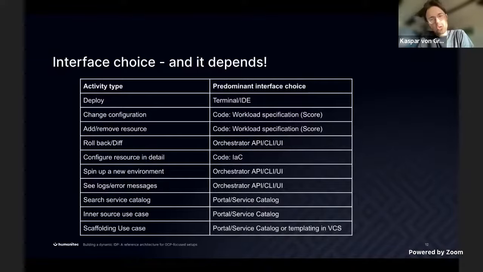To change configurations, you'd probably use code with a workload specification, whatever that may be. To add and remove resources, say you have a running service and now you need an S3 bucket in all environments, you would add that as code, throw that at the pipeline, and it would generate the right thing in the right place and wire everything up. To roll back or diff, this can either be done in the API, CLI or UI of the orchestrator, or you build this into the portal layer. To configure resources in detail, probably infrastructure as code, Terraform or Crossplane or the like. To spin up a new environment, again, API, CLI or UI, or you build this into the portal.